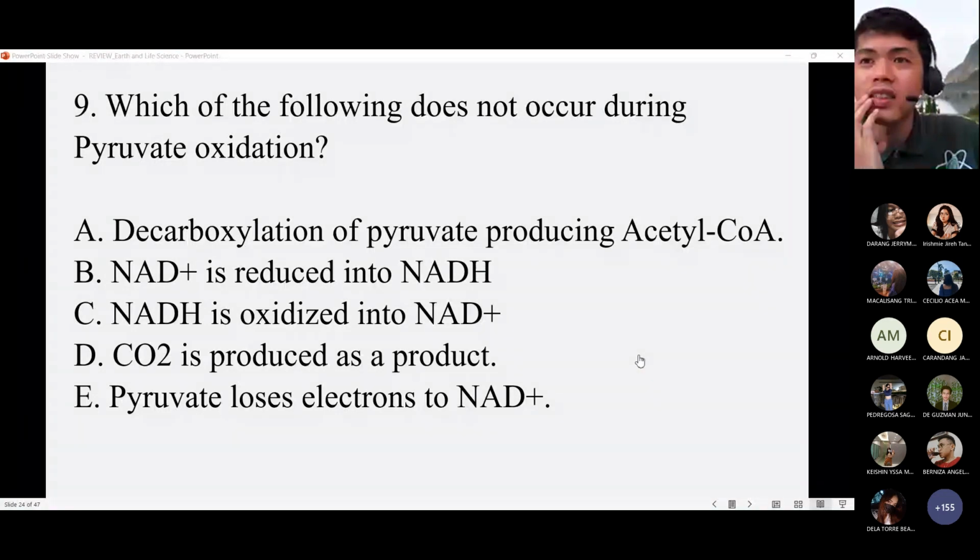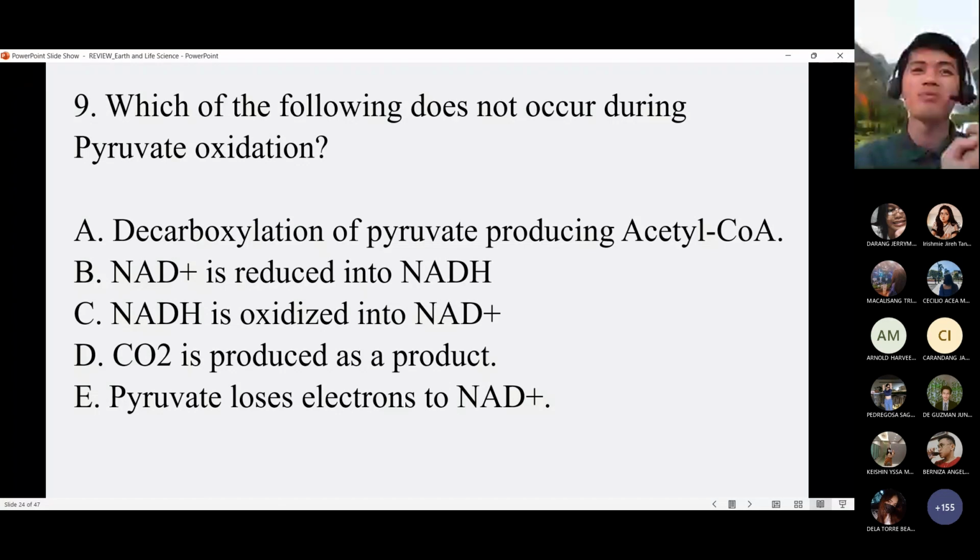Okay. C, C, okay. E, ayan. Tingnan natin kung tama kayo.